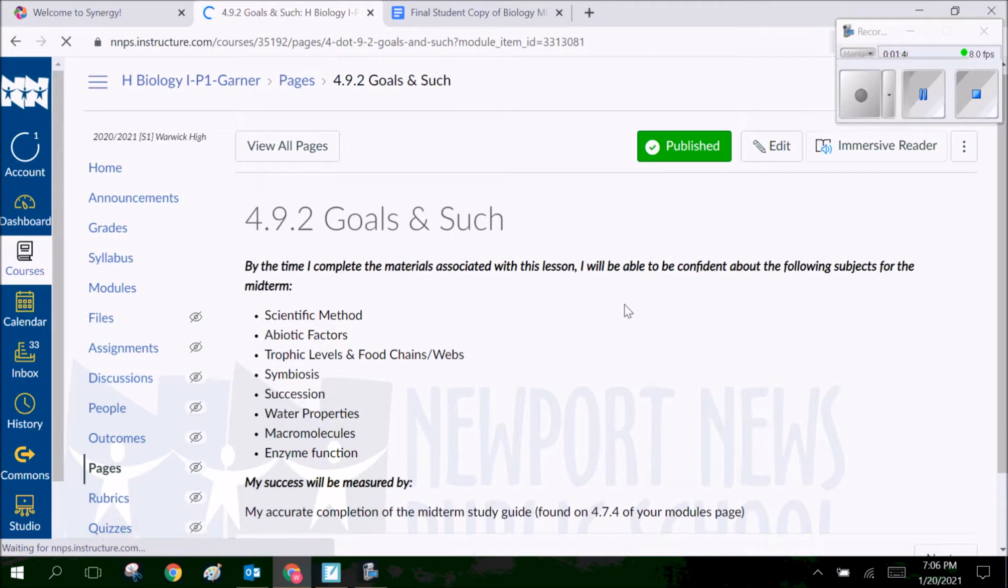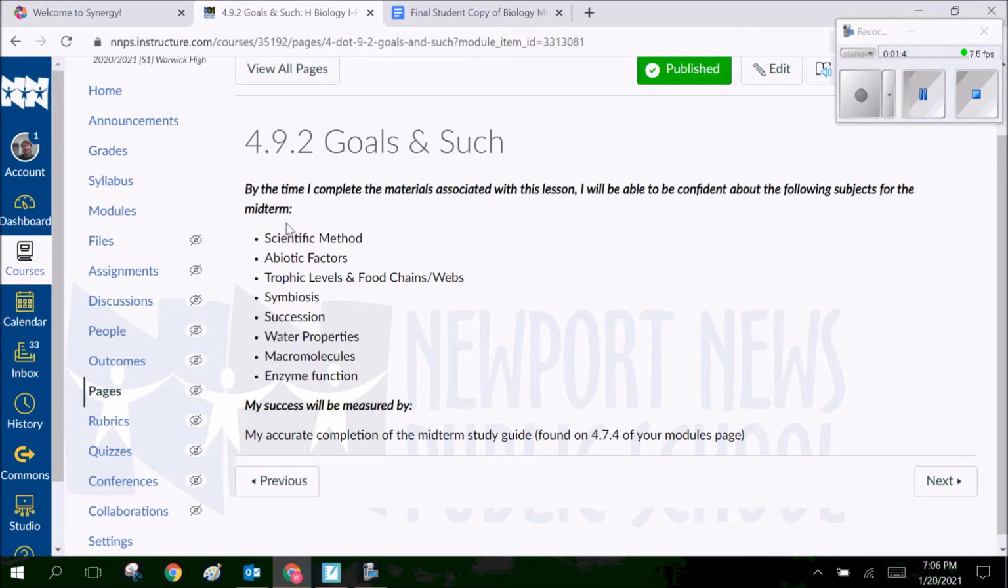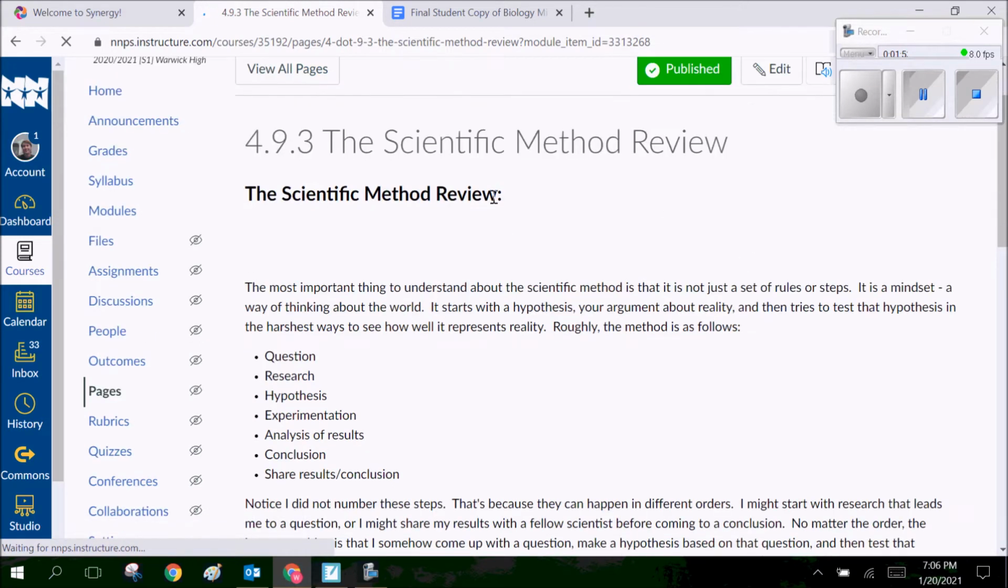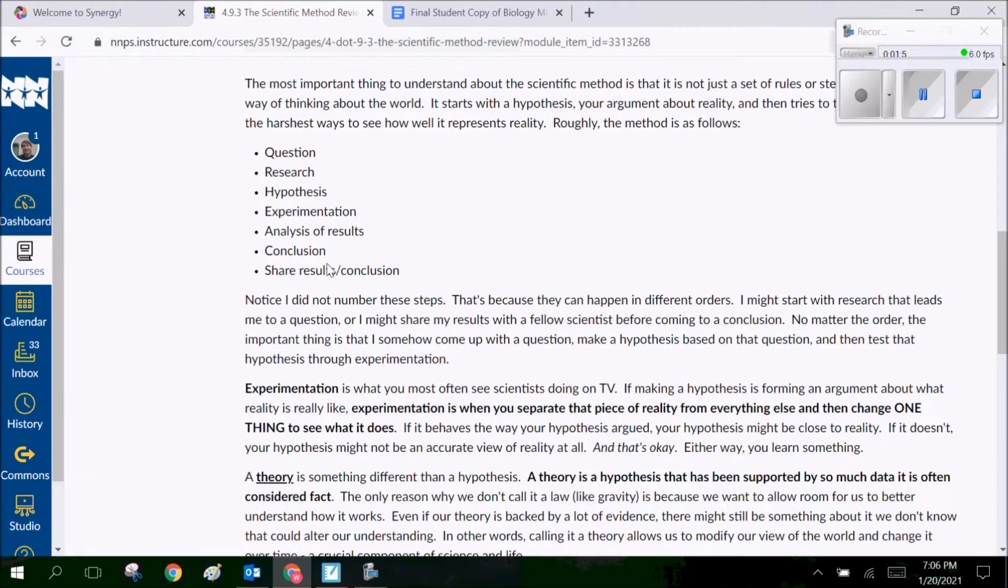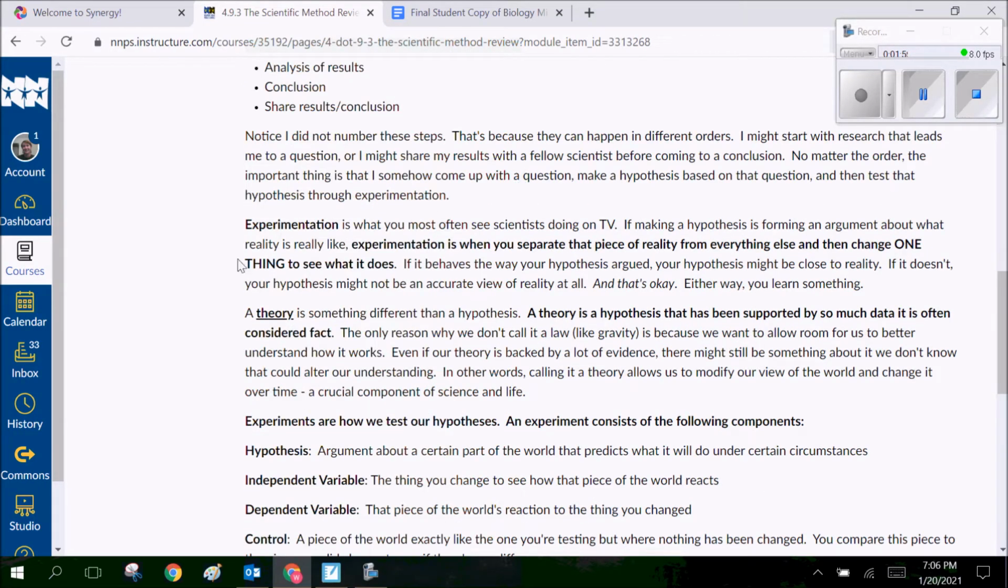So the topics we're going to cover are all of these, from the scientific method through some general ecology and through some macromolecular function, and ending with enzymes. Okay, so we start with the scientific method review, and basically the scientific method review goes through all the different pieces of the scientific method. Experimentation is how we go about testing the hypotheses we come up with, and our hypotheses are essentially our explanations of what we think reality is.